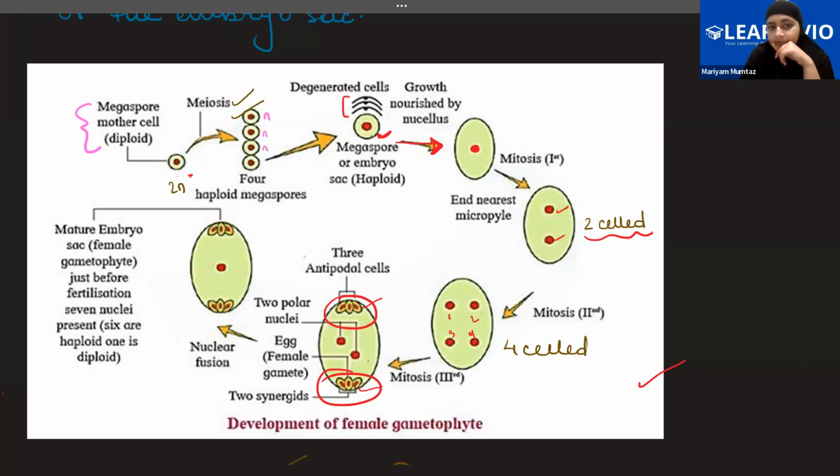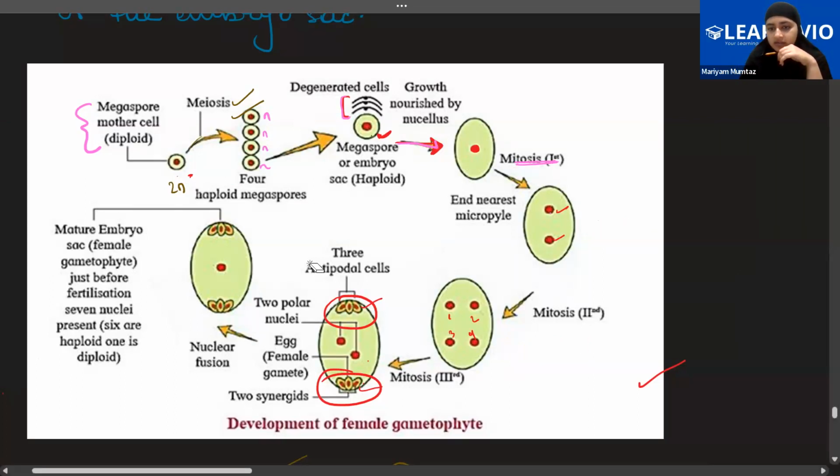Getting this? Because after meiosis, 4 haploid cells are formed in general. Now, out of these 4, 3 of them will degenerate and 1 will be the functional megaspore. This megaspore will undergo its first mitosis and form a 2-nucleate stage. 2 nuclei will be present.